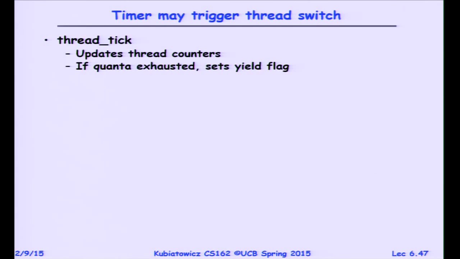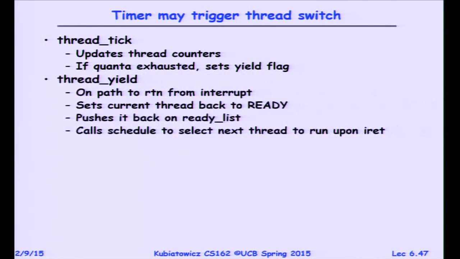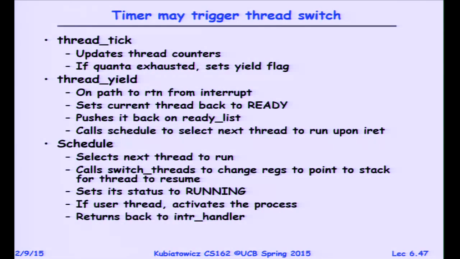The timer code may do a thread tick, and every so many ticks, it's time to switch out a thread, in which case maybe it calls thread yield. Thread yield sets the current thread back to ready, pushes it on the ready list, and calls schedule to decide which one is next. This should sound familiar from the earlier part of the lecture. Then schedule picks the next thread to run, calls switch threads to change all the registers, sets its status to running, and returns back to the interrupt handler.